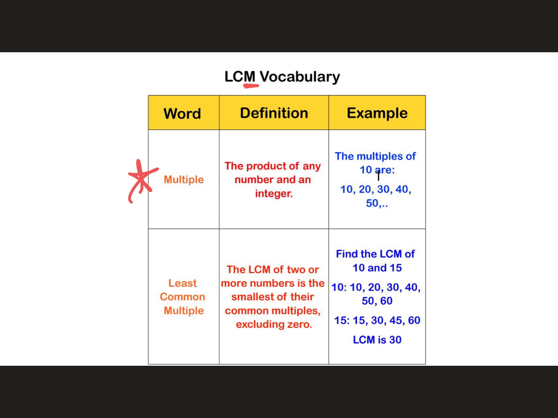The least common multiple then is when we have two or more numbers, the smallest of their common multiples excluding 0. So when we look at 10 and 15 and we think about the multiples of each of them, 10, 20, 30, 40, 50, and then 15, 30, 45, 60, the smallest one that they both have in common is 30.